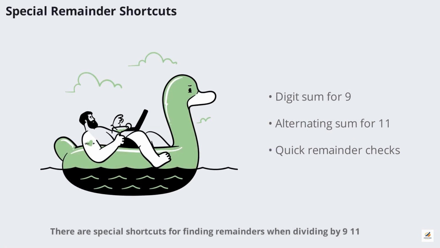There are special shortcuts for finding remainders when dividing by 9, 11, x minus 1, or x plus 1. For 9, the remainder is the sum of the digits mod 9. For 11, use the alternating digit sum. These tricks help you solve remainder problems quickly without long division.